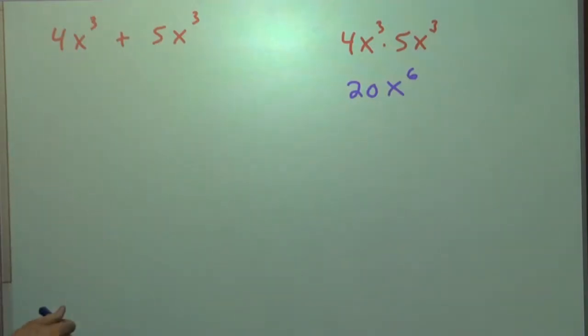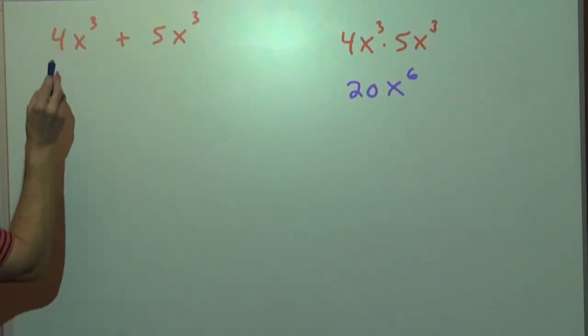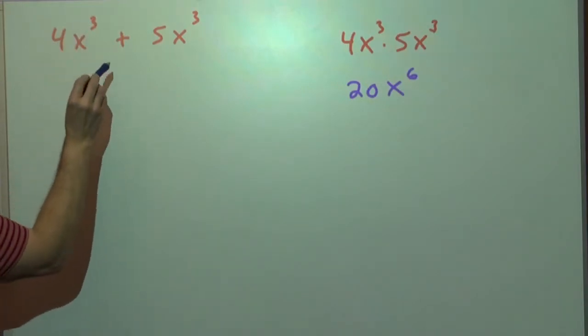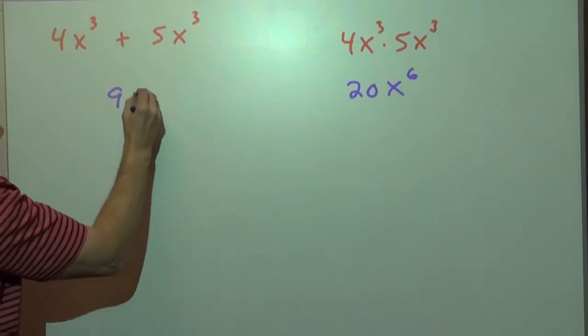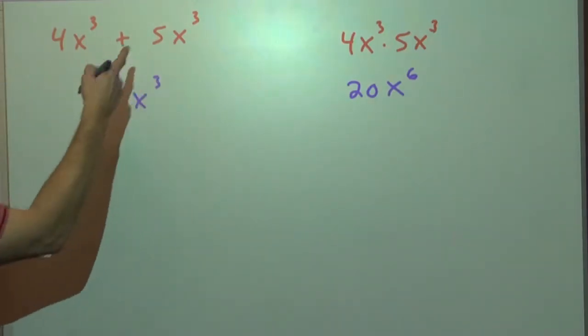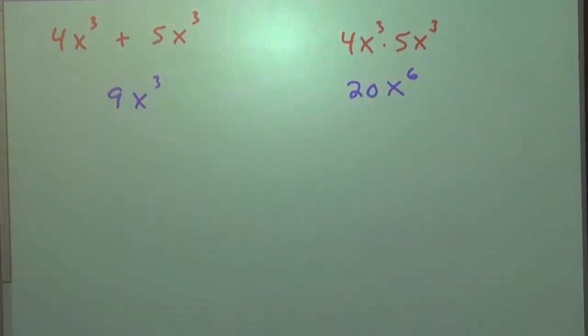These are like terms. In fact, they're cubic terms, so 4 times x cubed plus 5x cubed would give us 9 of the x cubed. So we have 9 of those things, 4 of these plus 5 more of these.